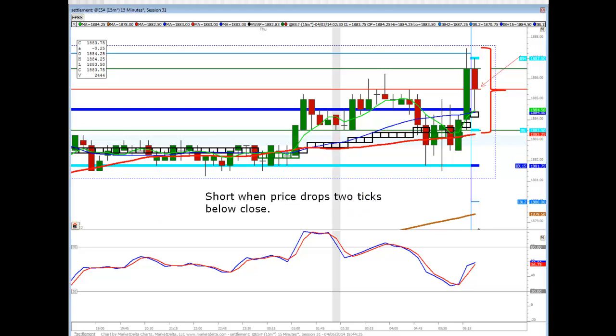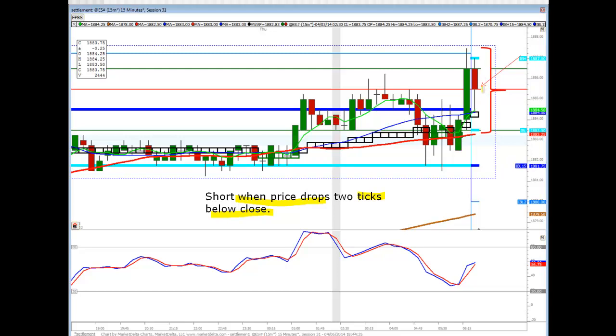Now, if you wanted to enter the trade, you would probably want to short when prices drop 2 ticks below the close. So if price opens here where we close and drops 2 ticks, then I would be willing to take the short.